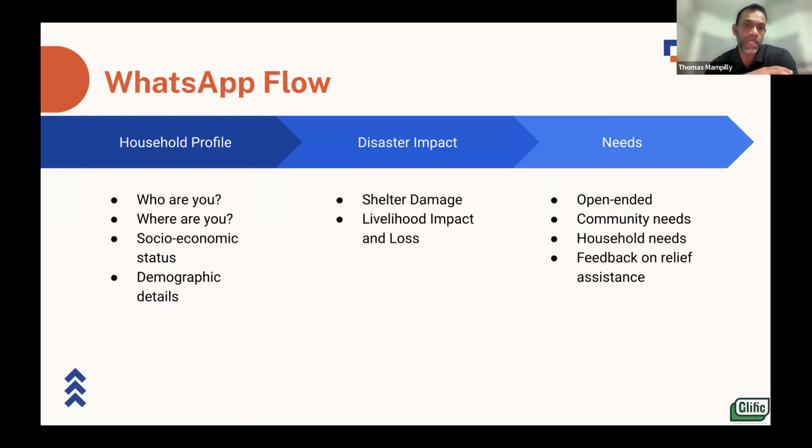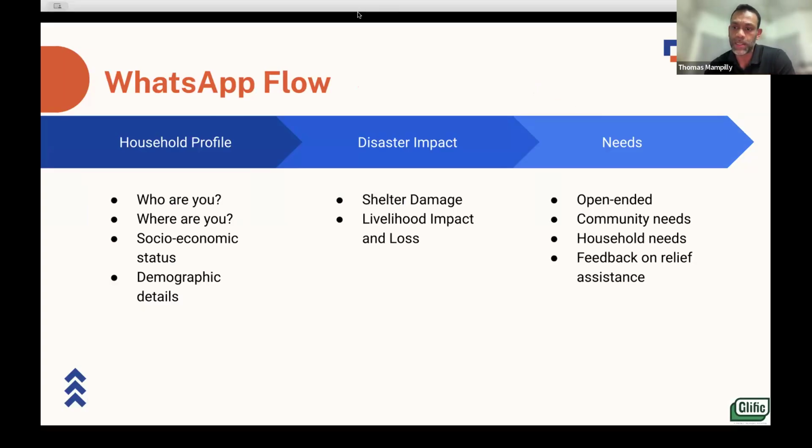So here, I say this is the WhatsApp flow, but actually it was a unified flow across all three modes. So we divided into three sections of what information we actually need to provide a response, right? I see a question. I'll address it right after here.